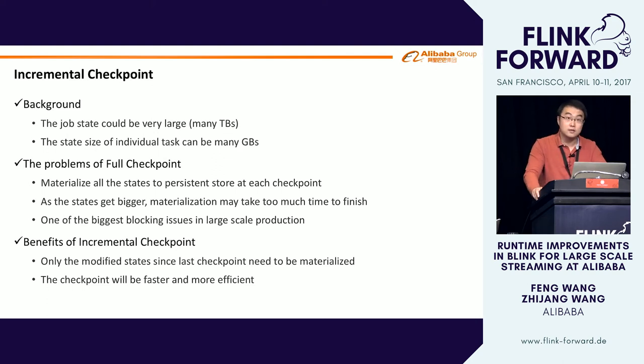Under the full checkpoint design, Flink should materialize all the states to persistent storage for each checkpoint, which could cost a lot of I/O and put much pressure on the persistent storage. As the states get bigger, the materialization may take longer and longer, and eventually it may take too long to finish. So we implemented the incremental checkpoint, which only materializes the modified states since the last checkpoint. This will make the checkpoint more efficient and faster.